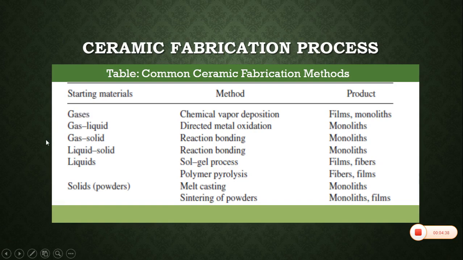First is the gaseous phase. For the gaseous phase, the method for fabrication is chemical vapor deposition. For gas-liquid phase, it is the directed metal oxidation method. For gas-solid starting material and liquid-solid starting material, both have a reaction bonding method. And for the liquid, we have the sol-gel process and the polymer pyrolysis process.